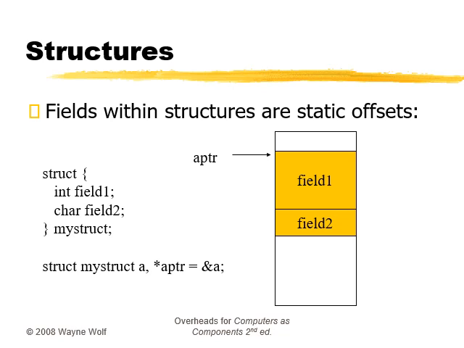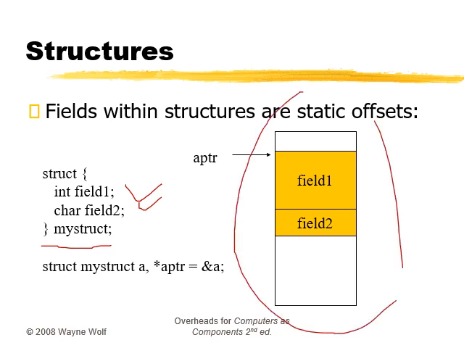Structure fields are basically static offsets, meaning that we can add some fixed value and get to the next field. If you see here, the structure is comprised of two fields: field 1 and field 2. One type is integer, the other type is character, and then we have the name of the structure. The structure name is my struct, and then we have the variable a of the type my struct.